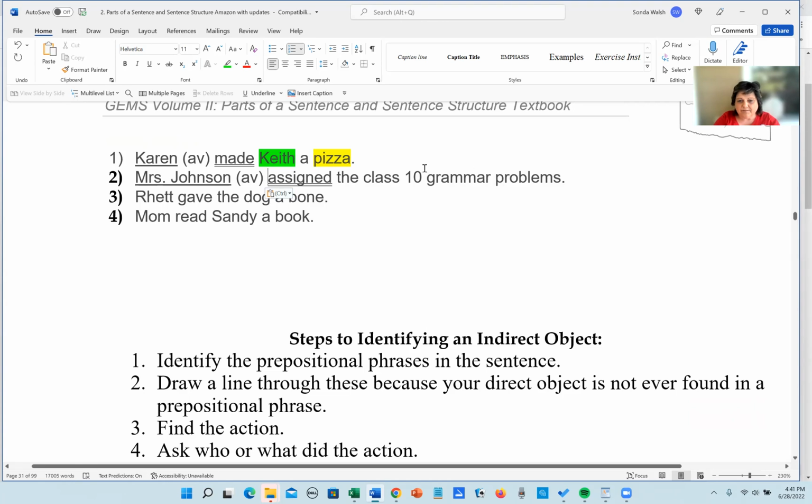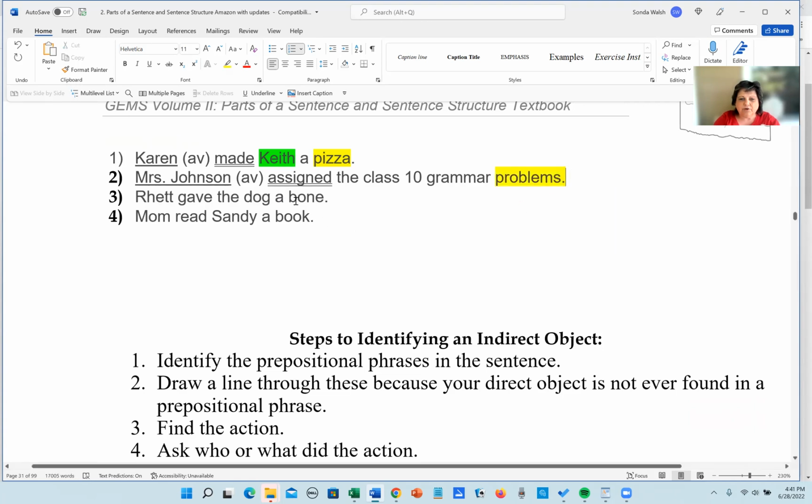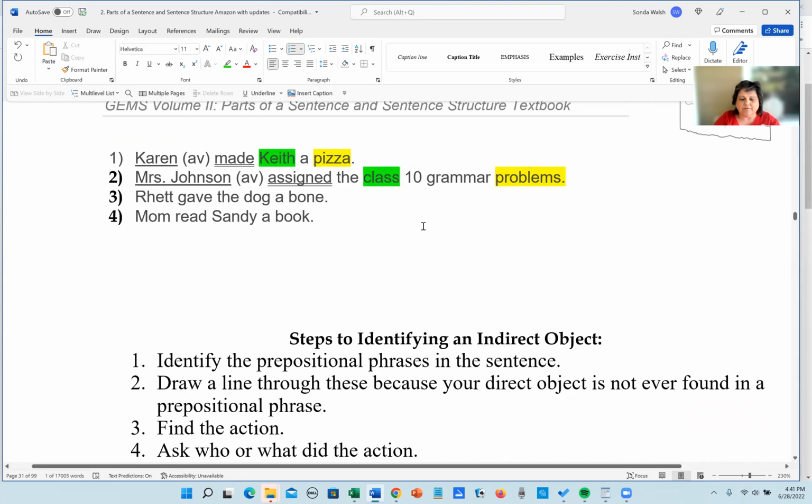Grammar problems. So actually, technically, problems would be your direct object. To whom? So you say Mrs. Johnson assigned 10 grammar problems to whom? To the class. And the class is the indirect object. So the indirect object is always found before the direct object, usually closer to the verb. All right, let's do another one.